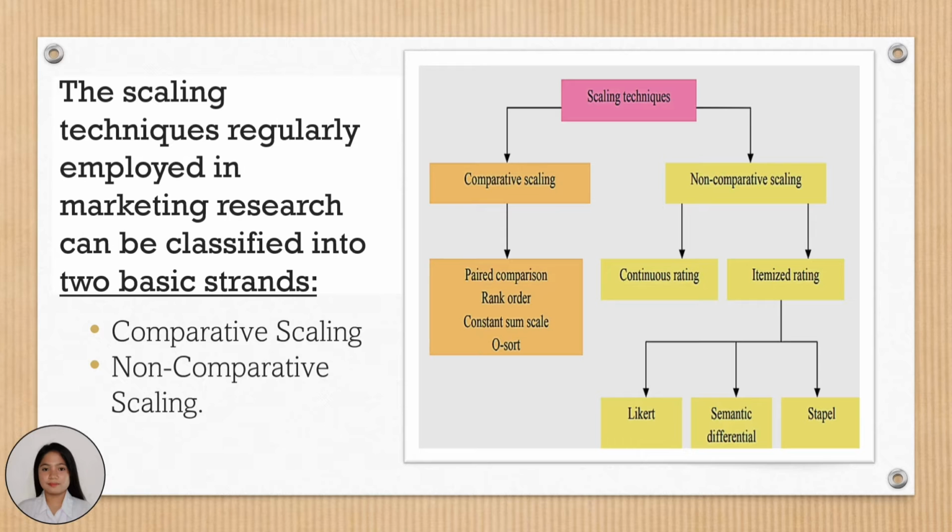Dito, imbes na direct comparison na i-rate ng consumer yung dalawang brands, dito sa non-comparative scaling technique naman, may continuous rating scale as well as itemized rating scales. The itemized rating scales are further subdivided into Likert scale, semantic differential scale, and staple scale na makikita natin sa figure 5.1 ulit. Sa madaling salita, ang non-comparative scaling ay madalas ginagamit sa mga marketing research.